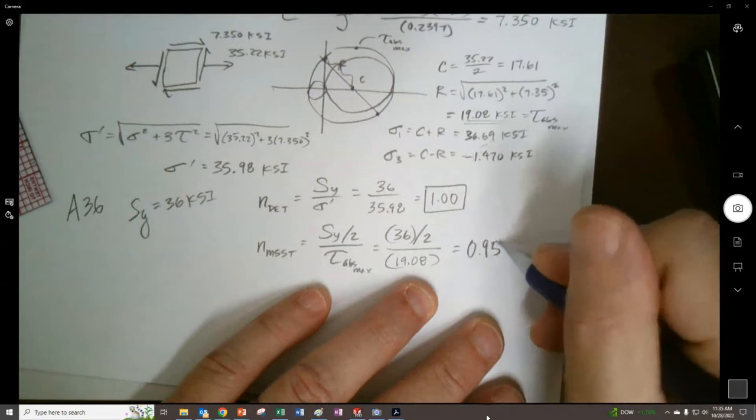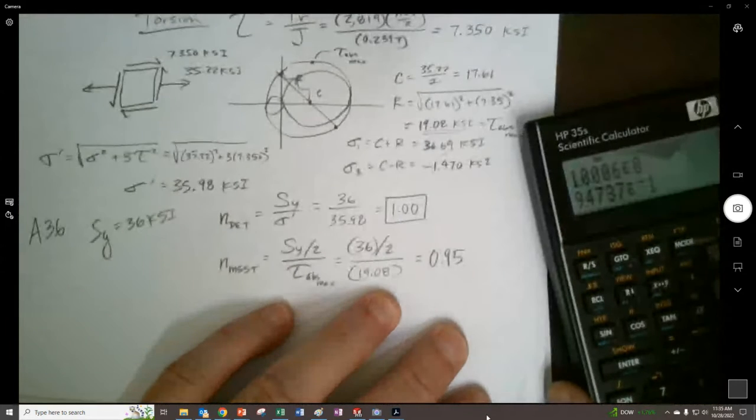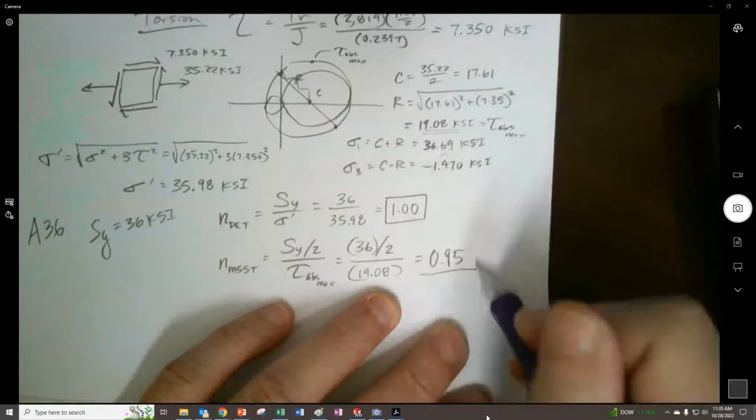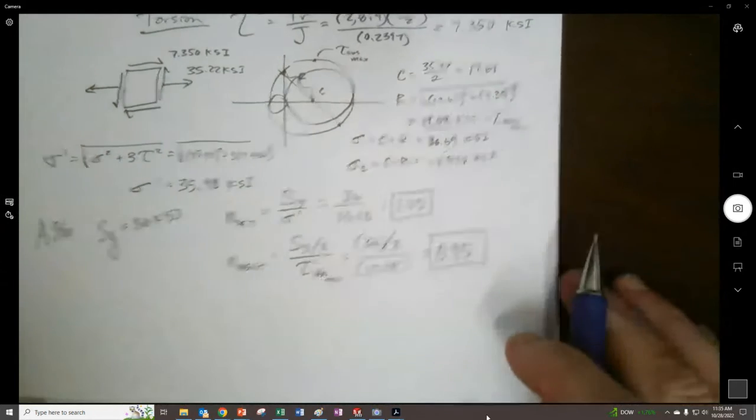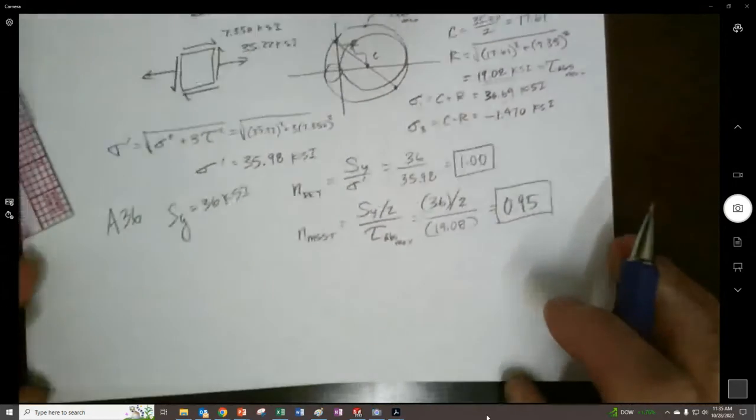You're going to have 0.95. It is 0.947. I only want to see 2 decimal places. In this case, 2 decimal places is 2 sig figs.